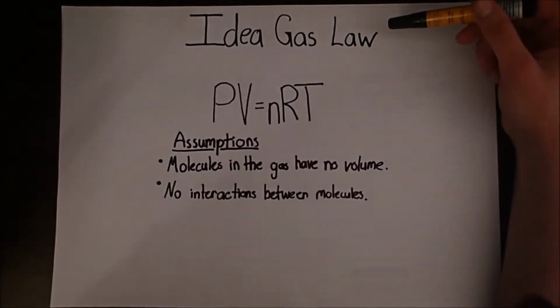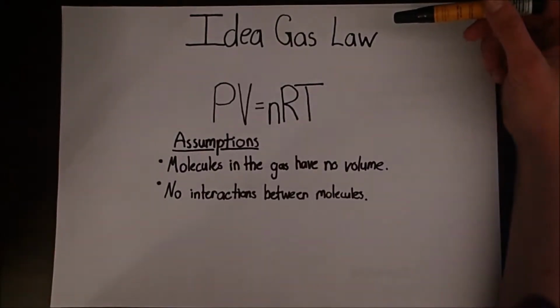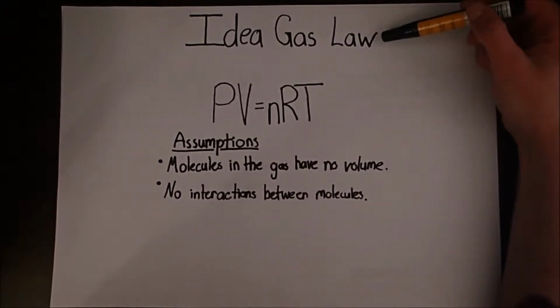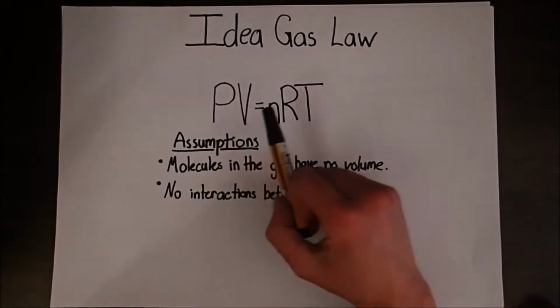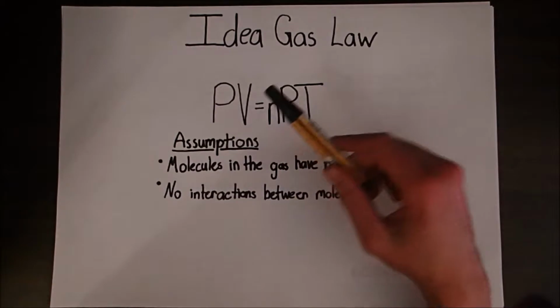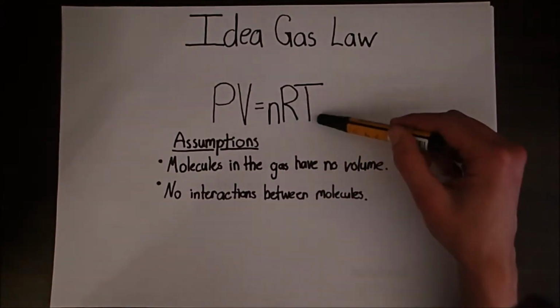In this video, we're going to look at 4 different equations of state that describe the behaviour of gases. The first and most simple equation of state is the ideal gas law. Now, the ideal gas law is defined as the pressure of the gas times the volume of the gas is equal to the number of moles in the gas times the ideal gas constant times the temperature.